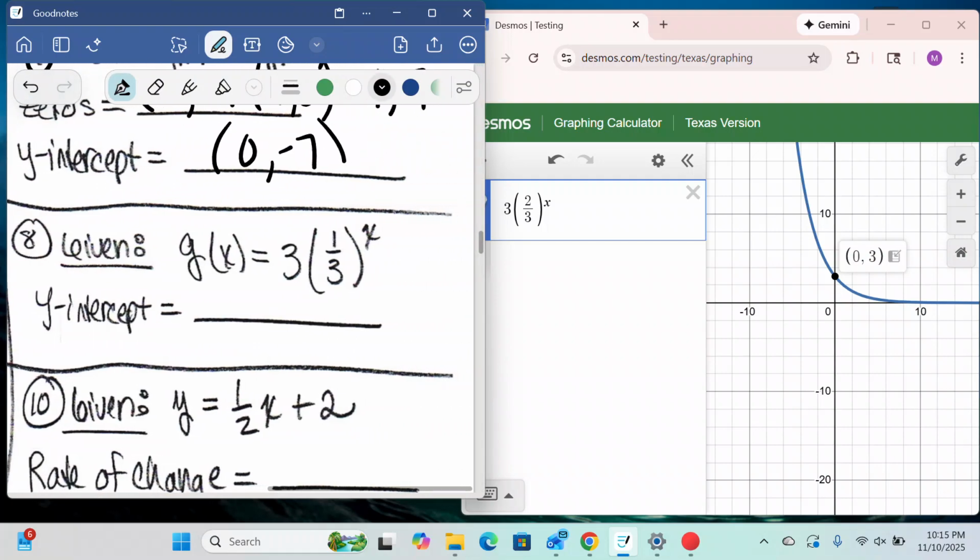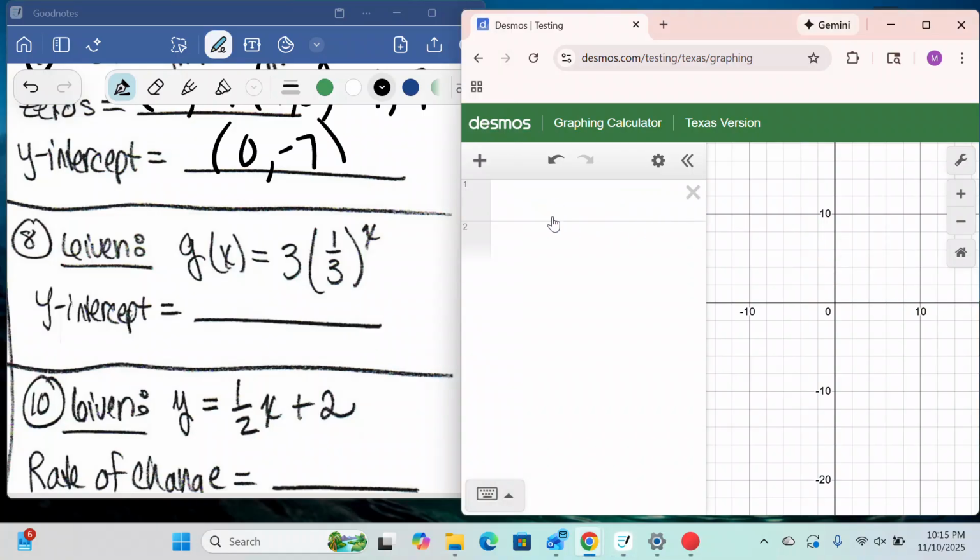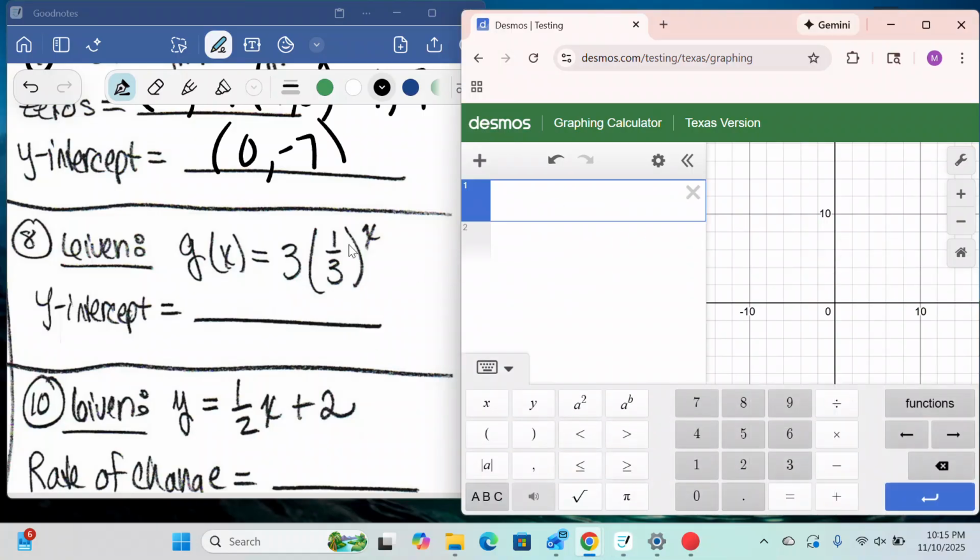I'm also given one of those. So again, I'm going to delete this equation. I'm going to go ahead and input this equation into the graphing calculator. Once again, I see that it's an exponential because it's got a tiny little x. If it had a tiny little 2, then it would be a quadratic. And if it just has an x, a regular x, it would be a linear equation.